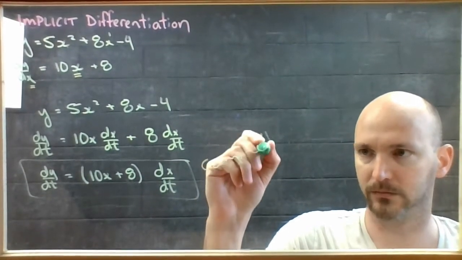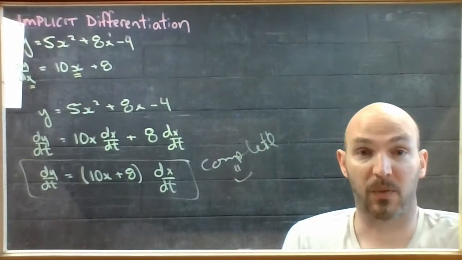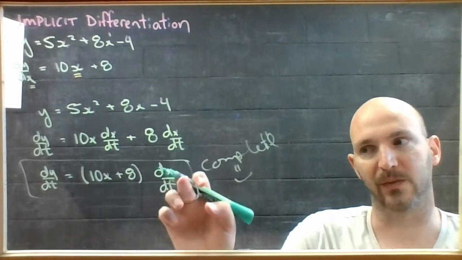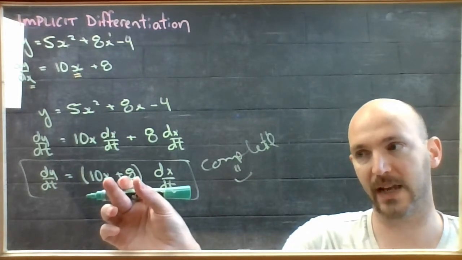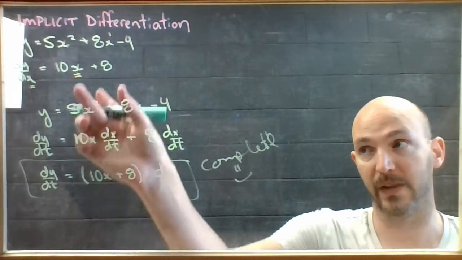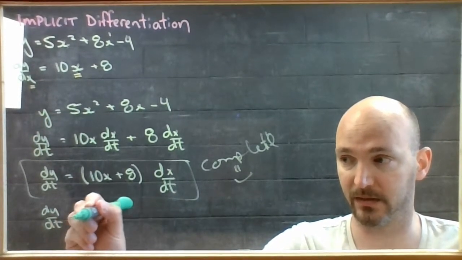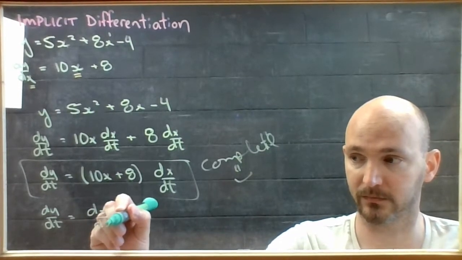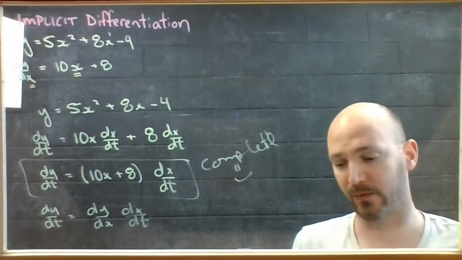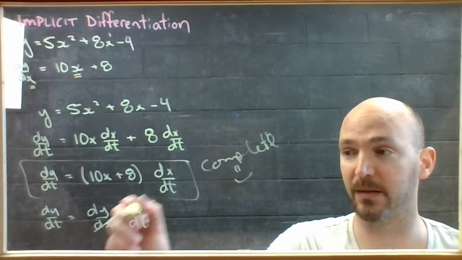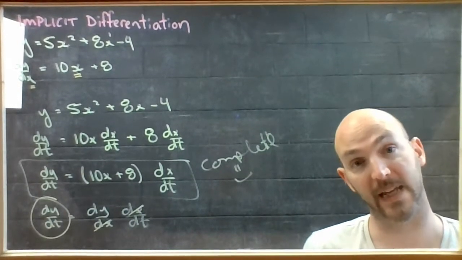So the next thing I just want to point out to you is how this fraction type notation is handy when doing derivatives. This thing here, 10x plus 8, well, that's dy by dx. So if I just look at this little arrangement here, you notice that if these things were fractions and truly behaved like fractions, I'd be able to eliminate those and end up with just dy over dt, which is what I've been handed here in the first place.